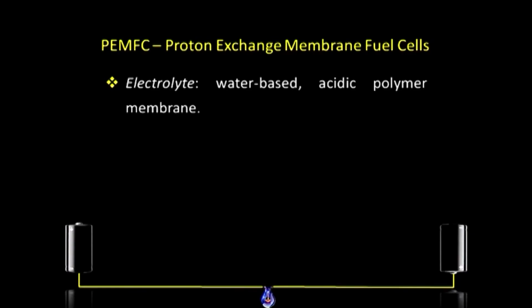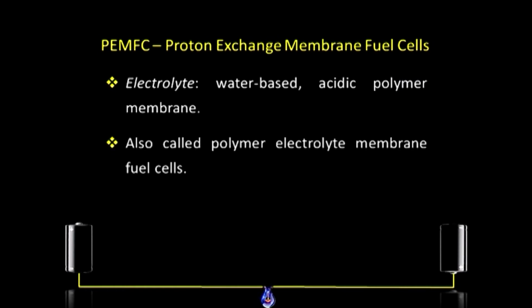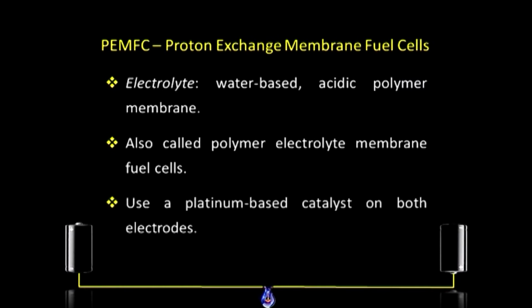As the name suggests, the membrane. So we are using a water based acidic polymer membrane in this particular type of fuel cell, and hence its name is polymer electrolyte membrane fuel cell. It also uses a platinum based catalyst on both the electrodes, which is highly costly. So we can say it is a hydrogen fueled and very costly fuel cell.